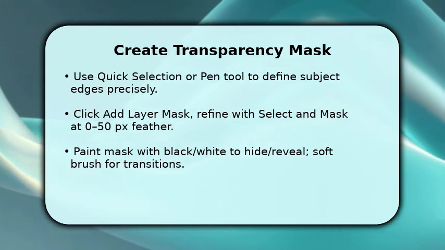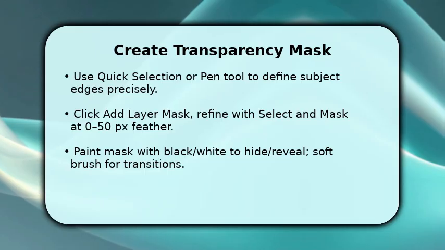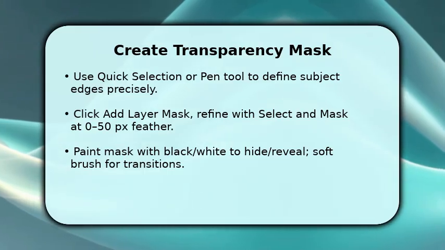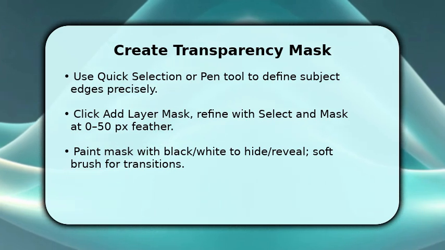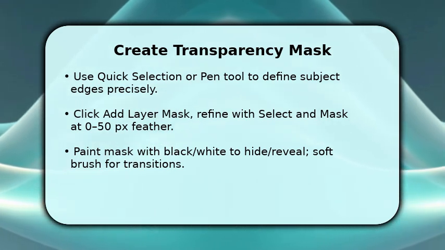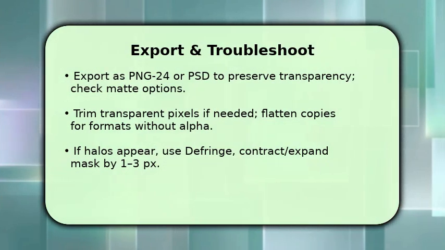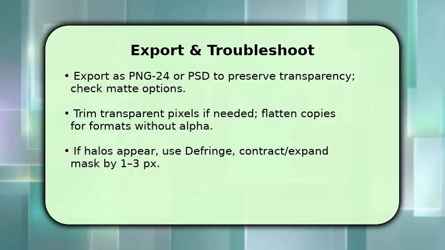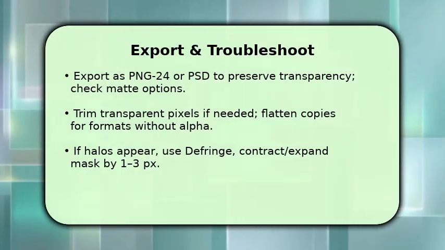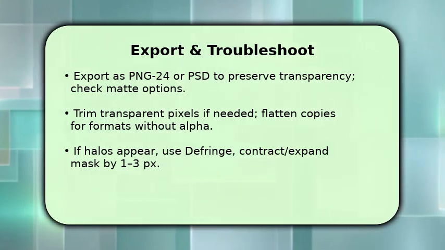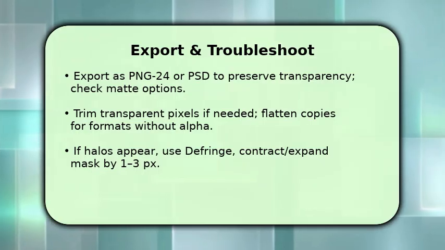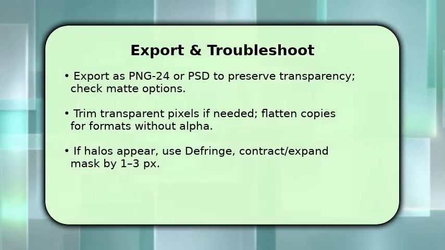Once comfortable, paint directly on the mask with black to hide and white to reveal, using a soft brush to smooth transitions. To finish, export your file in a format that supports alpha channels, PNG 24 or PSD, so transparency is preserved. Make sure any matte or background fill is disabled in the export dialog. If you need a flattened version for non-alpha formats, duplicate and flatten a copy first.